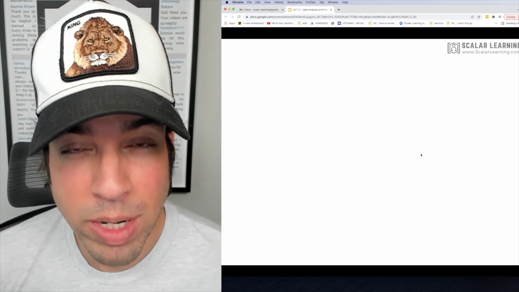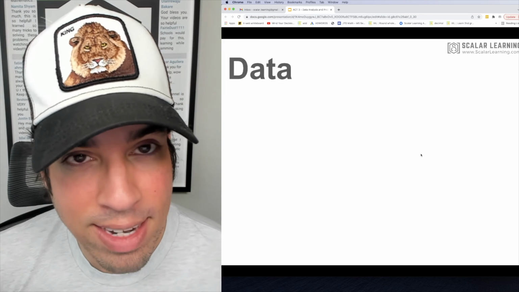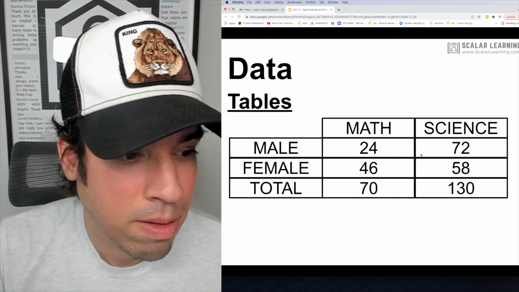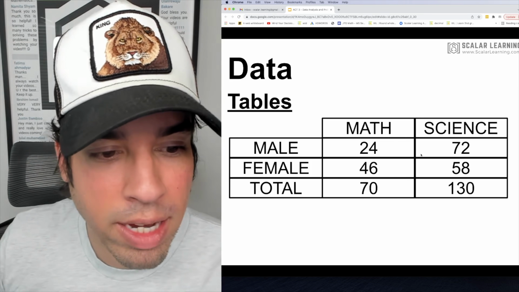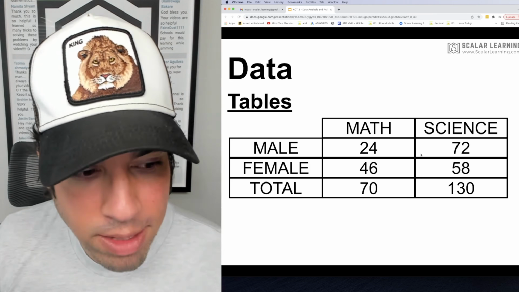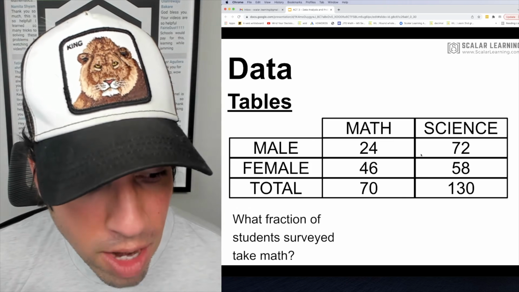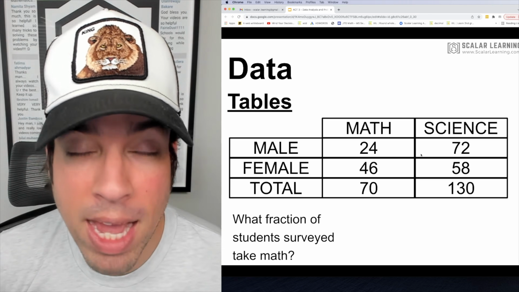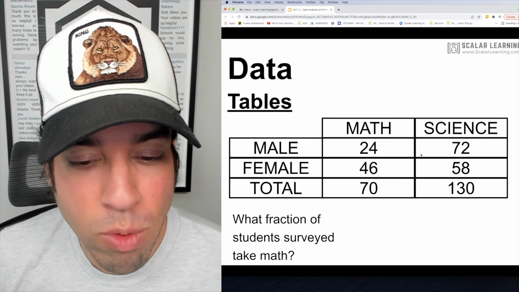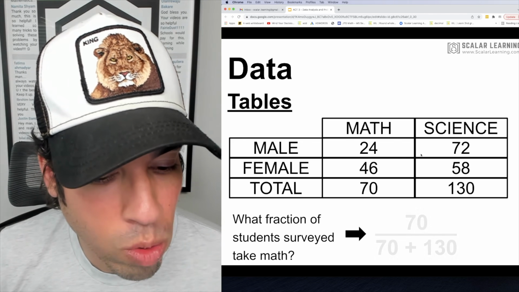Now let's talk about reading tables and specifically data in tables. So let's say we take this example here. We've got male, female, and we're looking at the number of males taking math and science, females taking math and science. Now, a question can say, what fraction of students surveyed take math? So in a question like this, when we're talking about a fraction, it's very straightforward because we're looking at whatever is the total amount of students.